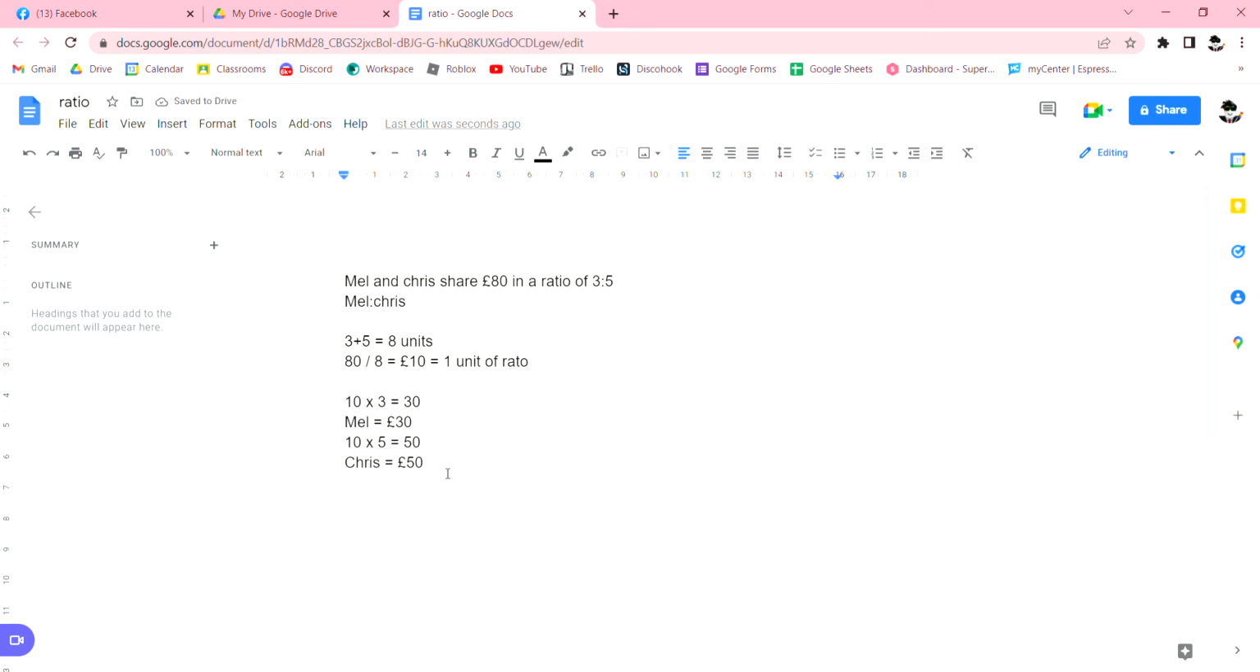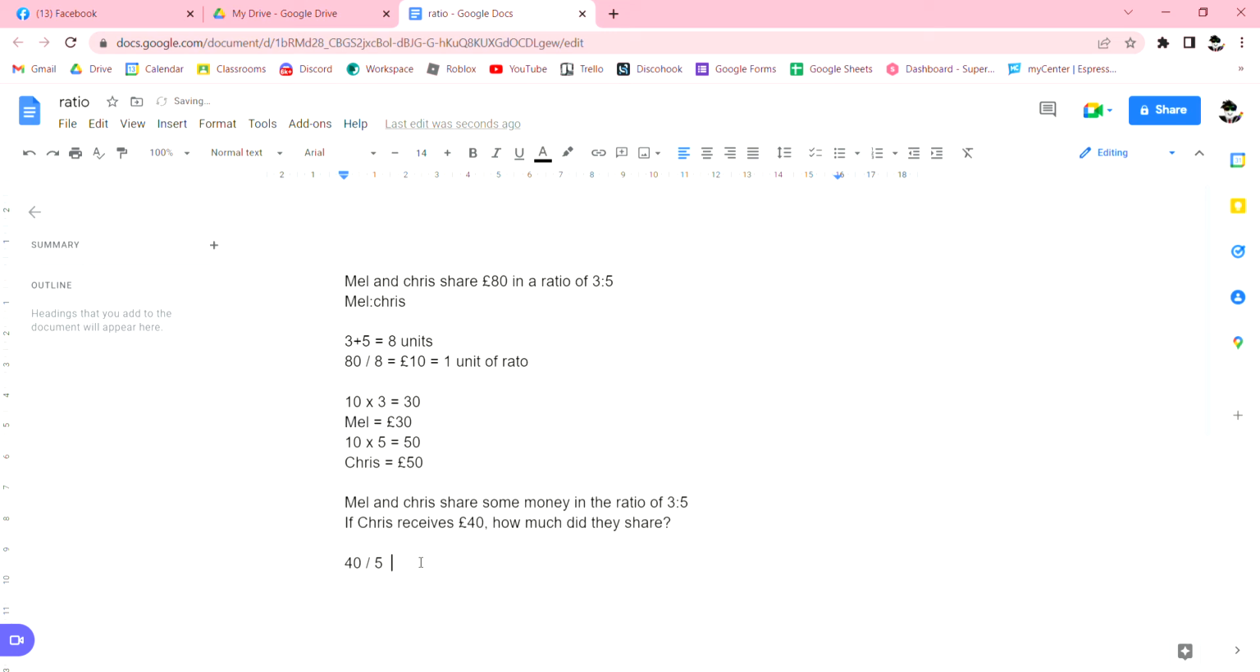But if we want to take it to the next level, we could say something like, Mel and Chris share some money in the ratio of 3 to 5. But the question's telling us if Chris receives £40, how much did they share in the first place? So the way we do this is quite simple. We take Chris's amount, his 5 units, because we know that he gets £40. So we divide this £40 by Chris's units, which will give us £8.